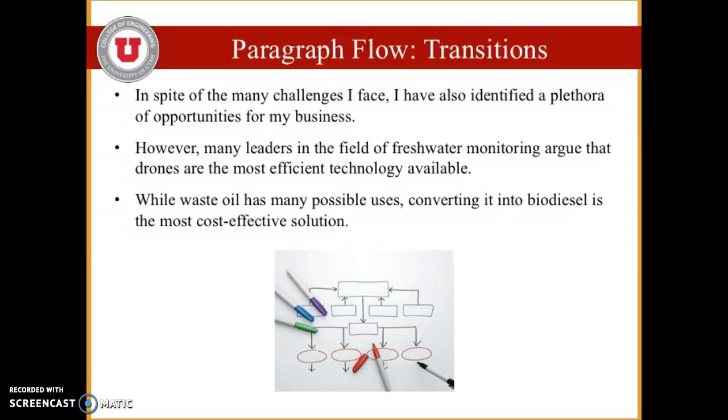Another example: while waste oil has many possible uses, converting it into biodiesel is the most cost-effective solution. Think about what we might have talked about in the paragraph before, perhaps other uses of waste oil, or maybe the problems with waste oil. And now we're showing the reader that we're going to move into a discussion of biodiesel and why it's cost-effective. All of these have strong ties between a possible previous paragraph and a following paragraph using transition words.